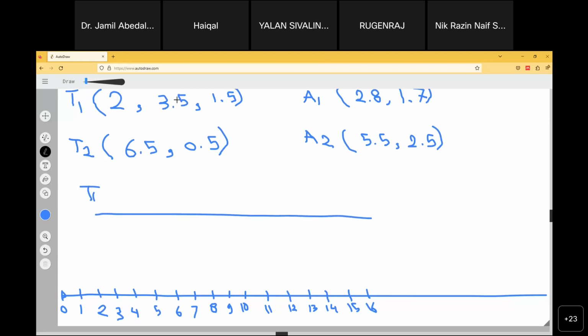Here the period is 3.5. So from 2 we count 3.5: 1 unit, 2 units, 3 units, and half. So this will be the first interval, then half, 1, 2, 3. This is the second interval, 1, 2, 3, and half, and so on. Okay, half, 1, 2, 3.